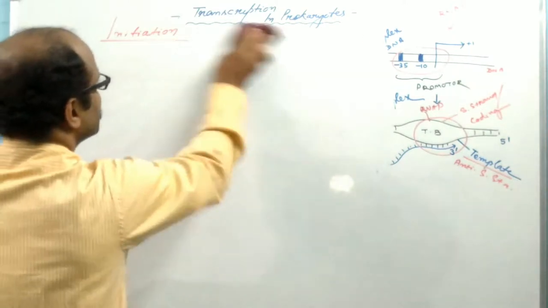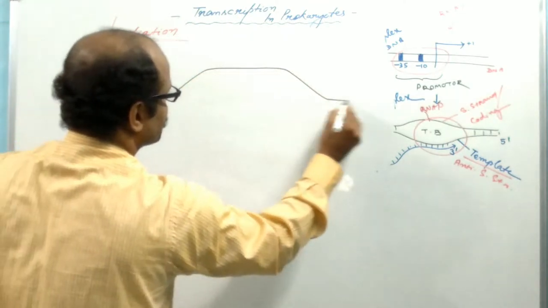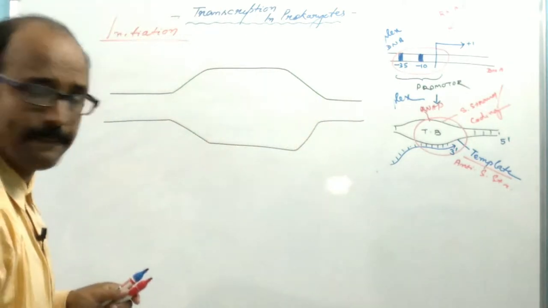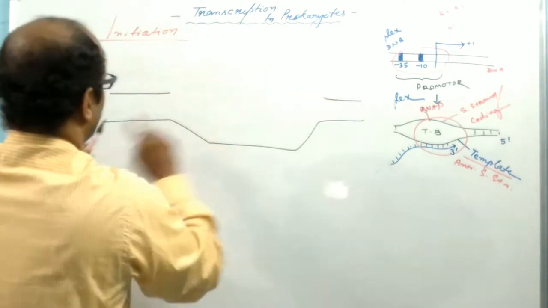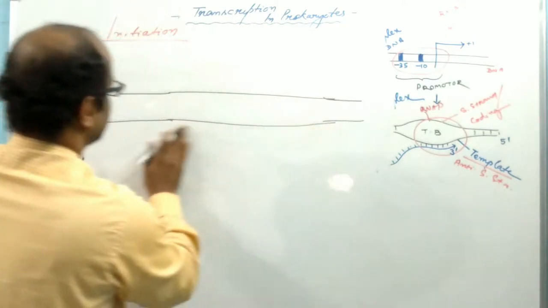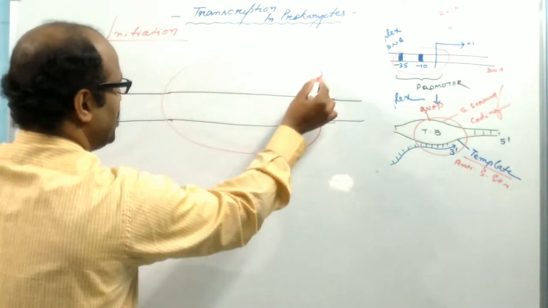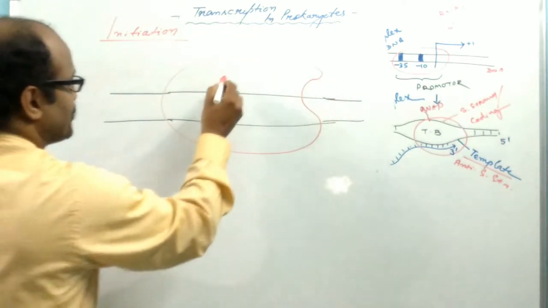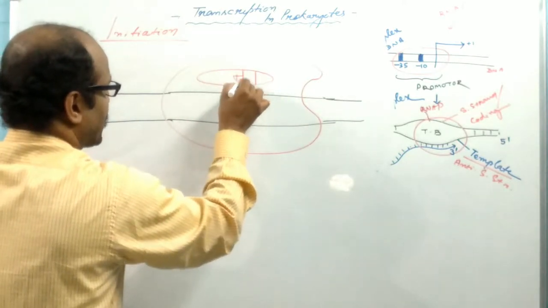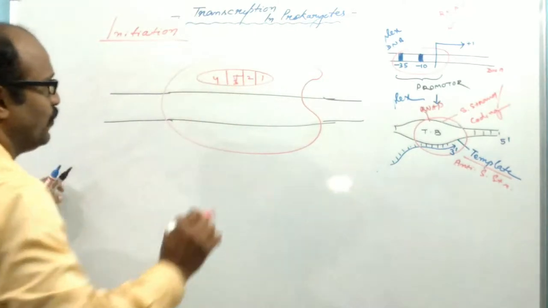Suppose that this is the strand of DNA. Suppose that this is the closed binary complex. That is the binding of RNA polymerase. This is the sigma factor, with regions 1, 2, 3, and 4.